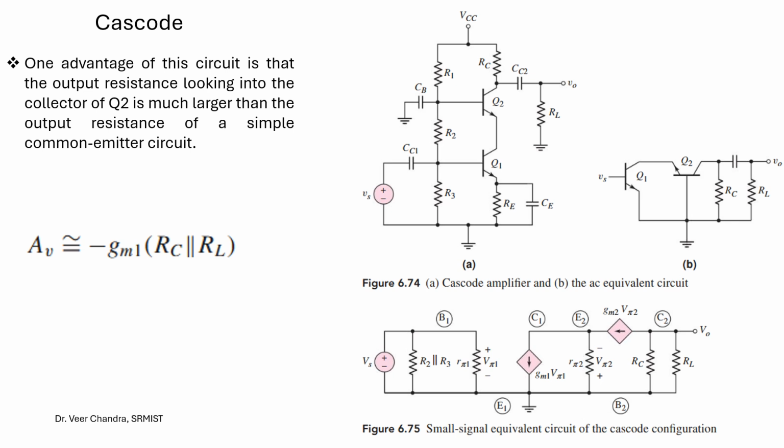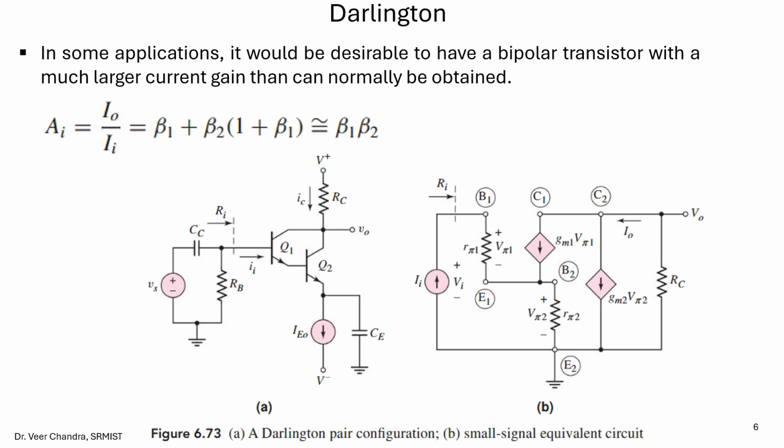The advantage of this circuit is that the output resistance looking into the collector of Q2 is much larger than the output resistance of a simple common emitter. Again you can draw the equivalent circuit similarly, and finally the gain will be gm1 into Rc parallel to RL.